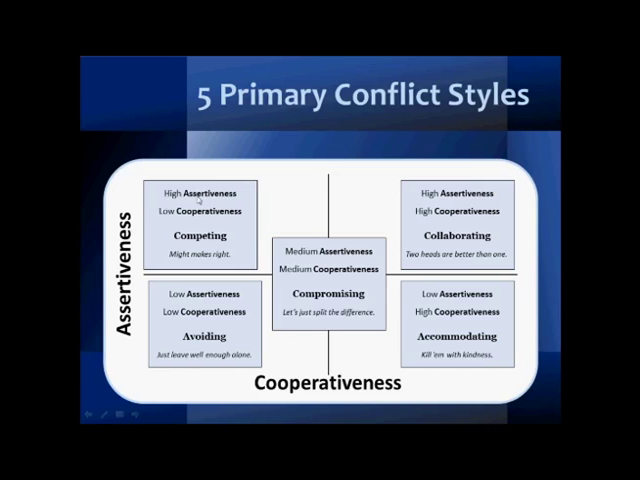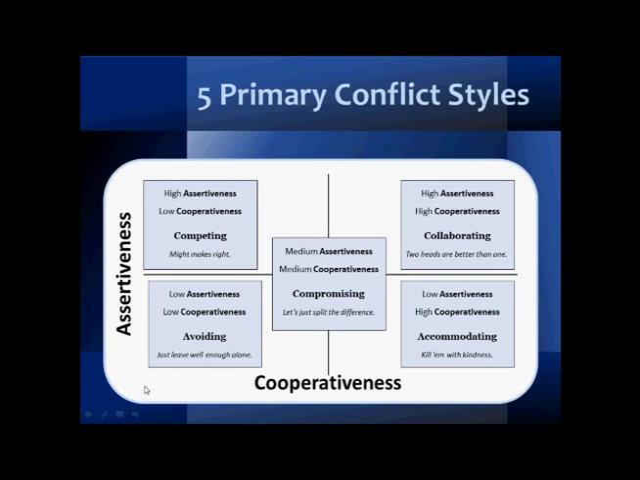So you'll see here we've got 2 dimensions of conflict, 2 styles of conflict that are described as being highly assertive, 2 that are described as being low in terms of assertiveness, so not placing your own needs at the higher priority, and then 1 that's described as being sort of middle ground. You are looking to have both your needs and the needs of the other party in balance.